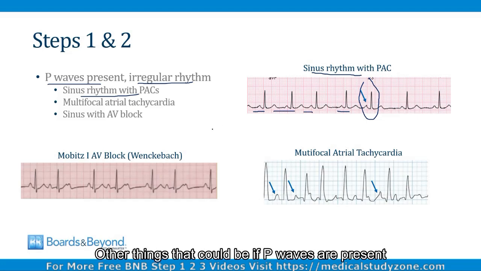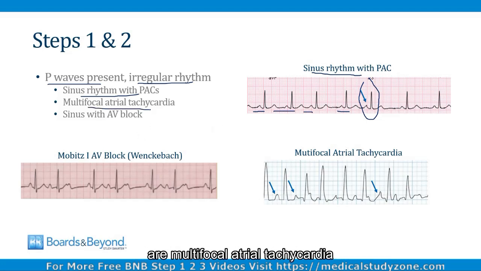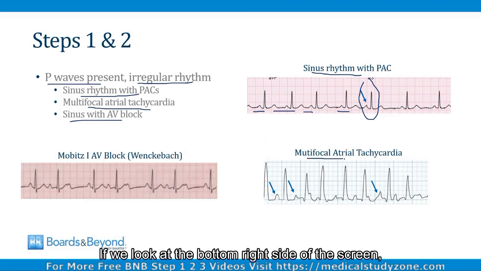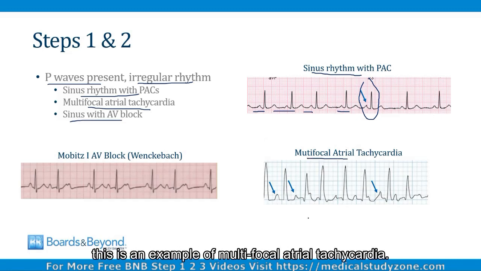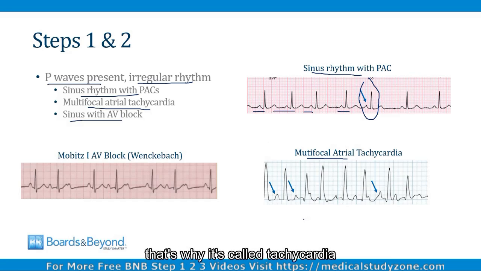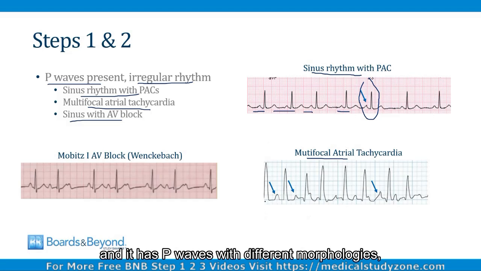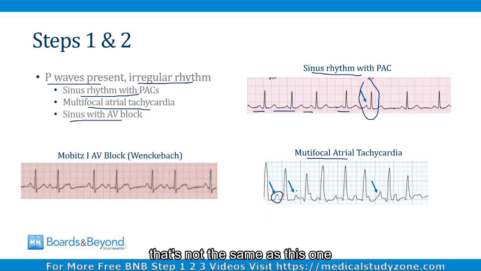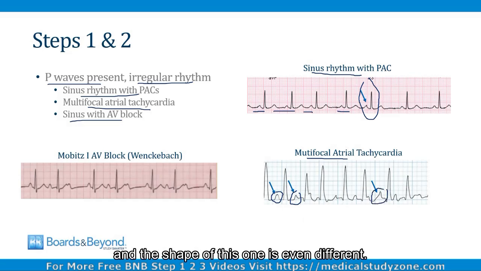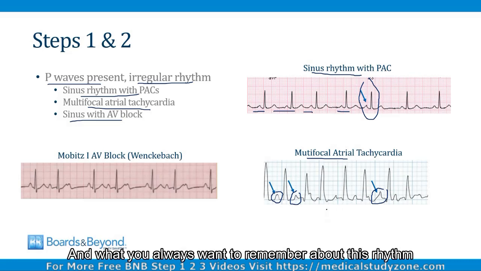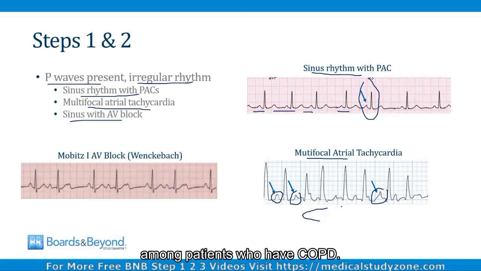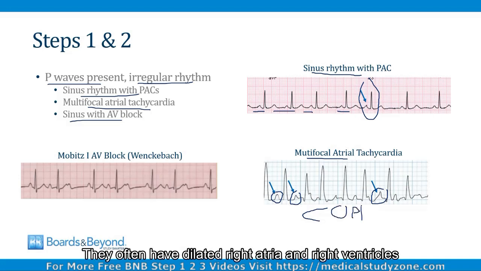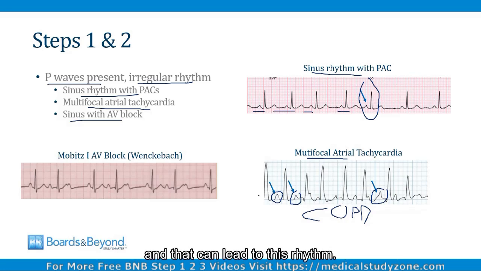Other things it could be if P waves are present and there's an irregular rhythm are multifocal atrial tachycardia and sinus rhythm with AV block. If you look at the bottom right side of the screen, this is an example of multifocal atrial tachycardia. This rhythm is rapid, that's why it's called tachycardia, and it has P waves with different morphologies. Note that this one has a morphology that's not the same as this one, and the shape of this one is even different. The definition of multifocal atrial tachycardia is a tachycardic rhythm with more than 3 P wave morphologies. What you always want to remember about this rhythm for your board exams is that it's very common among patients who have COPD. They often have dilated right atria and right ventricles, and that can lead to this rhythm.